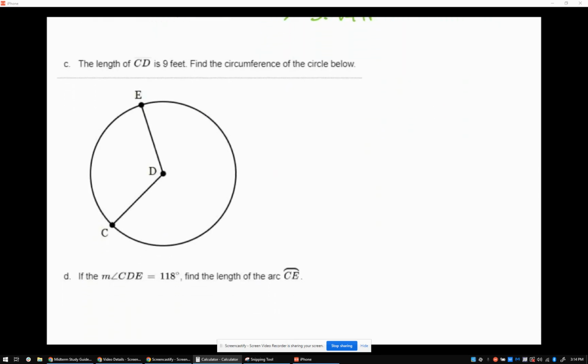All right, question C is pretty much the same process. You're going to start by finding the circumference and then use that to figure out your arc. So in this case, CD, our radius is 9 feet. So our circumference, 2 times pi times 9. So that is 18 pi. Or if you multiply that out, 18 times pi, which is 56.55 feet.